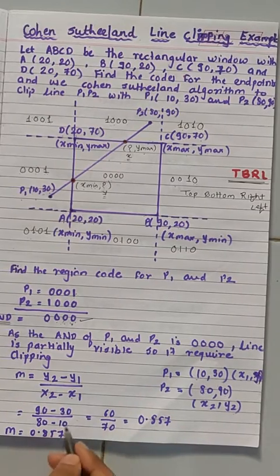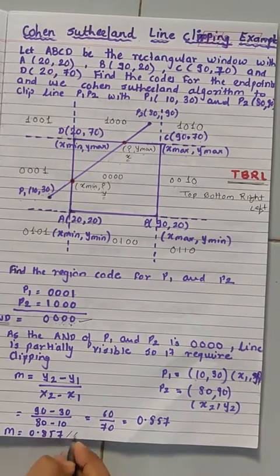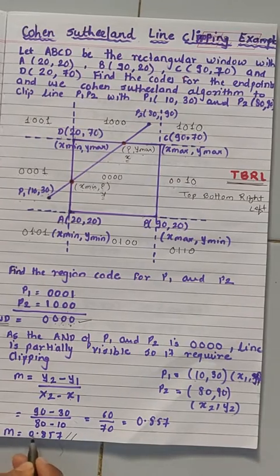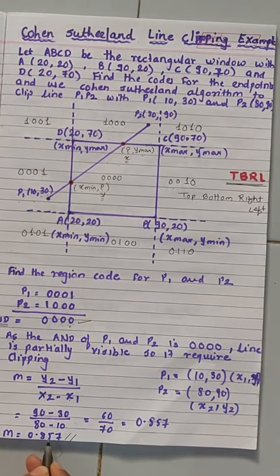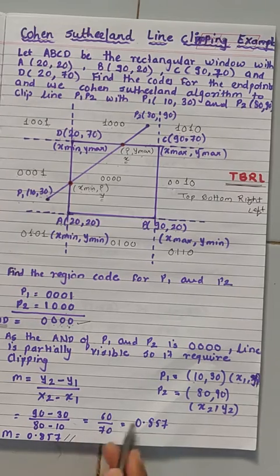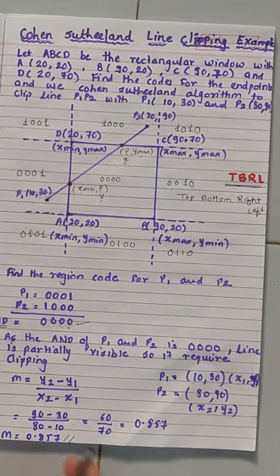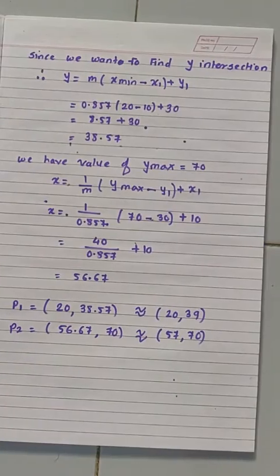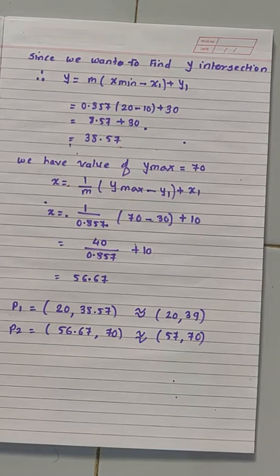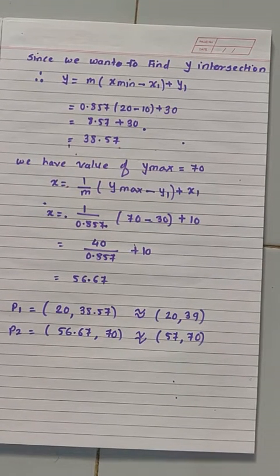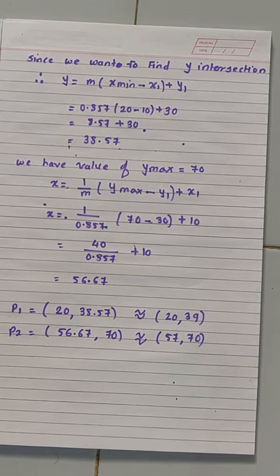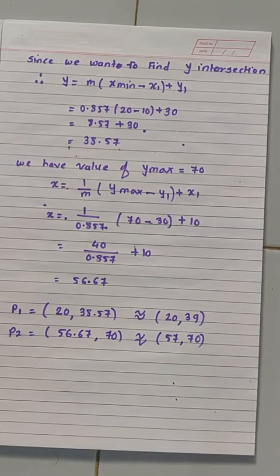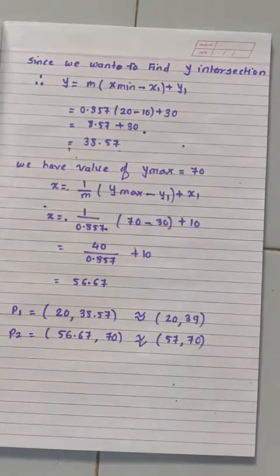So by putting the values into the formula, you will get the value of m, that is 0.857. After calculations, you get the value of m as 0.857. Then we have to find out the y intersection and x intersection using the equations. For finding the y intersection, that is this specific point, we have to put the values into this specific formula.